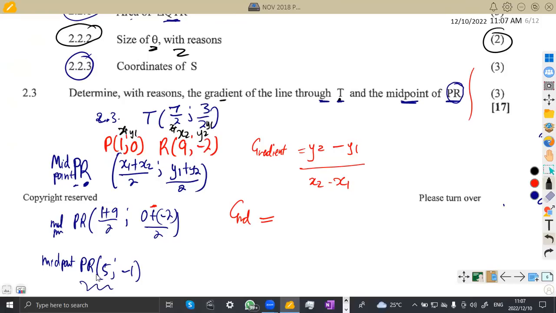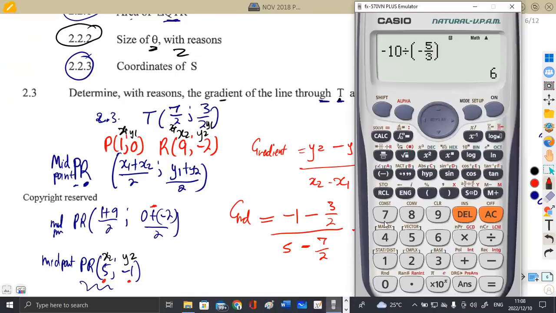Then the midpoint of PR, we can name it to be X2, Y2. So Y2 is -1. You're going to have -1 minus Y1, which is 3/2, everything over X2, which is 5, minus X1, which is 7/2. So that is going to be the gradient of the line.